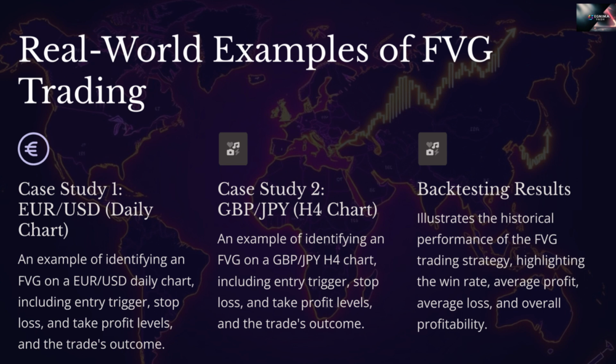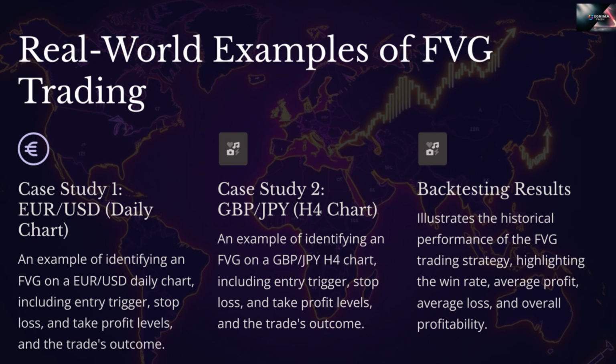Real-world examples of FVG trading. Case study 1: EUR/USD daily chart. An example of identifying an FVG on a EUR/USD daily chart, including entry trigger, stop loss, and take profit levels, and the trade's outcome. Case study 2: GBP/JPY H4 chart. An example of identifying an FVG on a GBP/JPY H4 chart, including entry trigger, stop loss, and take profit levels, and the trade's outcome.